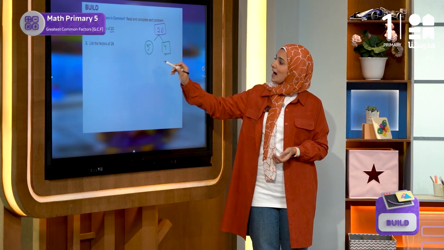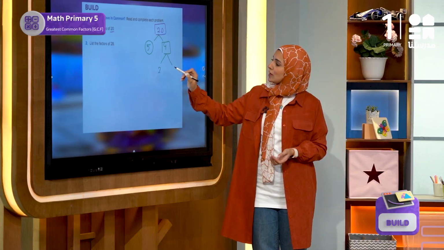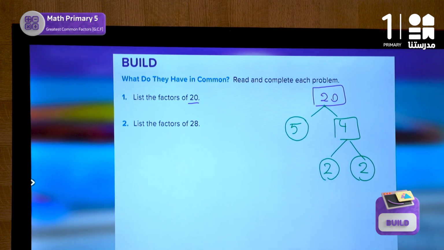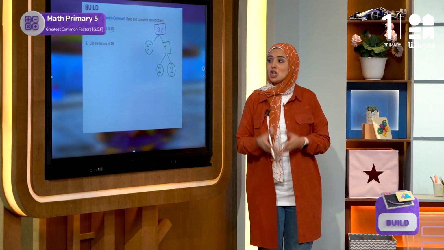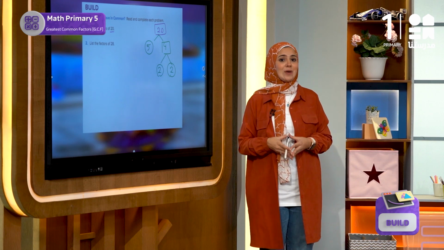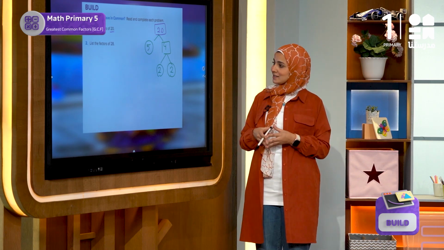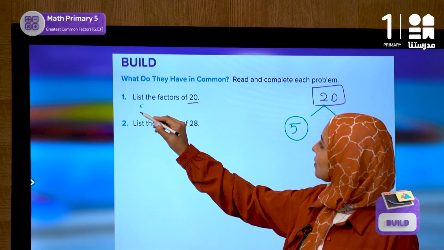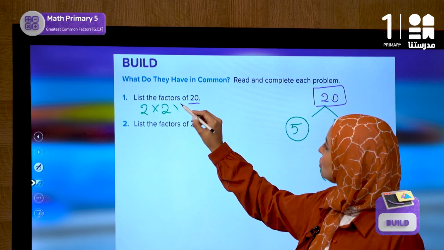What about 4? I can decompose it into 2 and 2. Now I ask myself, what do I do? I will circle both 2's because they are what? The prime numbers. So what are the prime factors of 20? Can we write them down? Yes, they are 2 times 2 times 5. So I'm going to write them here, 2 times 2 times 5.